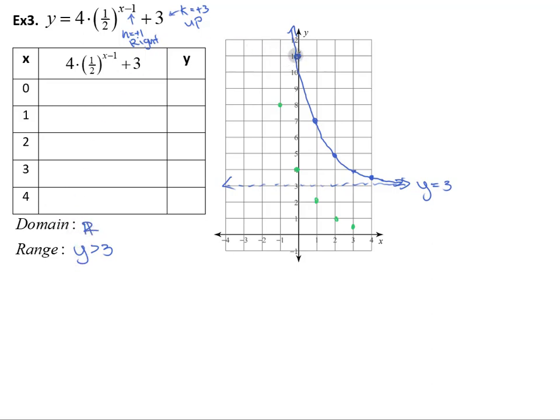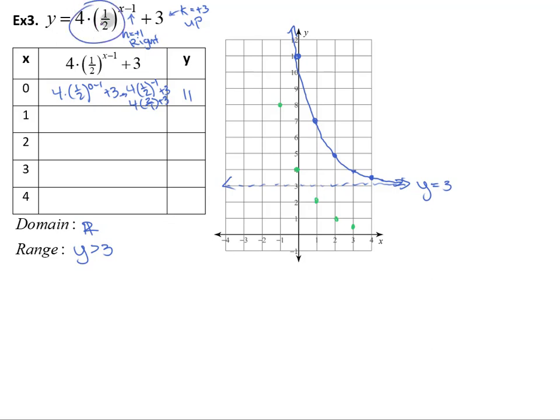Now, just to be sure that we've shifted this correctly, I'm going to check the y-intercept by plugging in 0 for x. But we've got some extra calculations to do, right? 0 minus 1 is -1. So now I have 4 times 1/2 to the negative first power plus 3. Well, 1/2 to the negative first is the reciprocal, 2 over 1. 4 times 2 is 8, plus 3 is in fact 11. So just double checking that we did shift that correctly.